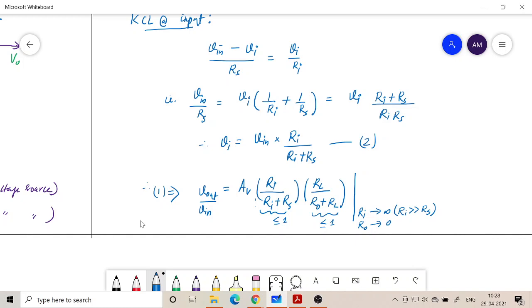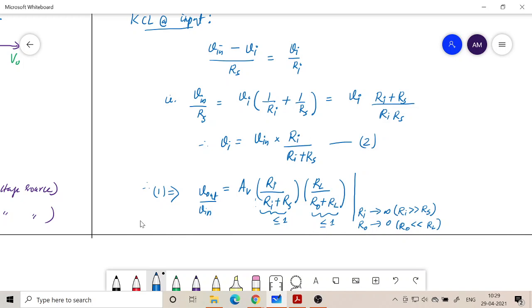Rs is something that is unavoidable. Any voltage source which we use to supply the input will have some Rs that we cannot get rid of, but we can always design our amplifier in such a way that its input resistance is much larger. How much larger? At least say 10 times larger than Rs, or 100 times larger is even better. Similarly, R0 we have to make as small as possible compared to the load resistance. So if I put a load resistance of 1 kilo ohm, R0 should be say 10 ohm, so it is 100 times smaller.